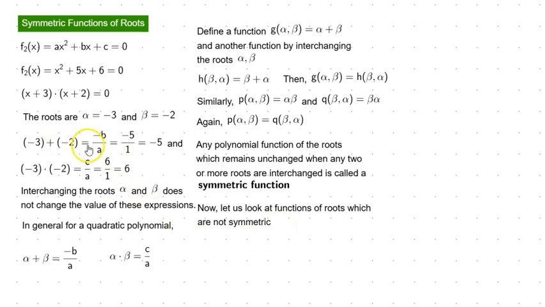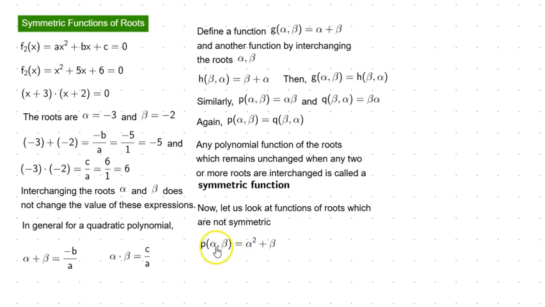Now, let us look at functions of roots which are not symmetric. So here, of course, straightforward, we looked at alpha plus beta and alpha times beta. Remember, these are not the only two functions which can be symmetric or that can be formed using these roots alpha beta. We can create any other functions as well.